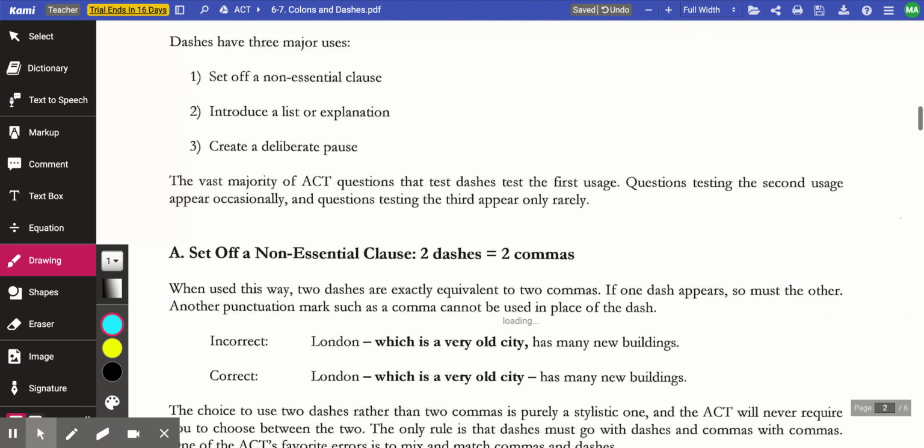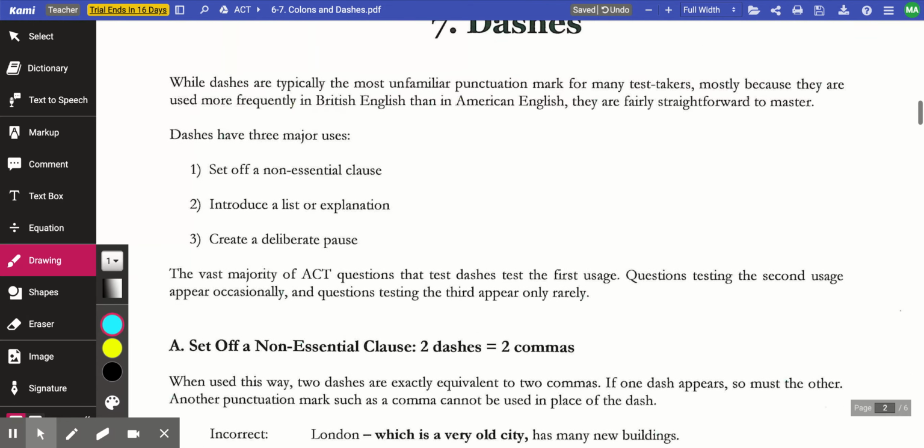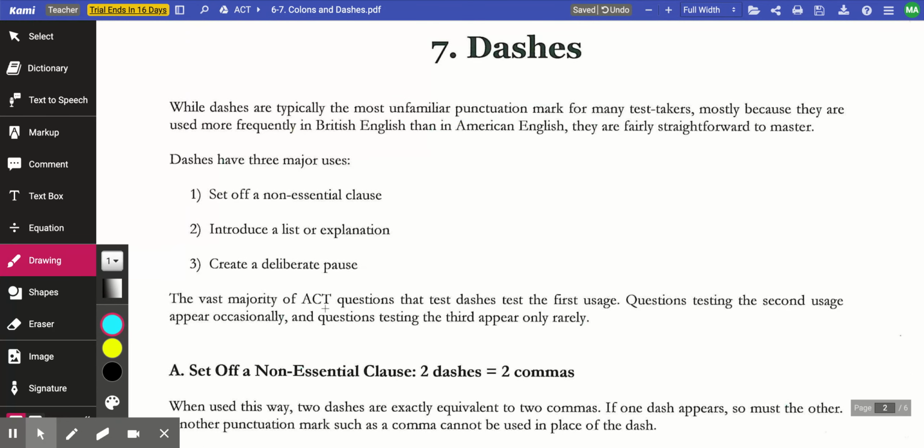Now on to dashes. 3 major uses for dashes. Notice that number 2, introduce a list or explanation. It's exactly the same as a colon. So anytime you could use a colon, you could swap it out for a dash instead, which means that you still have to have that complete sentence before the dash and then more information about what came before the dash.